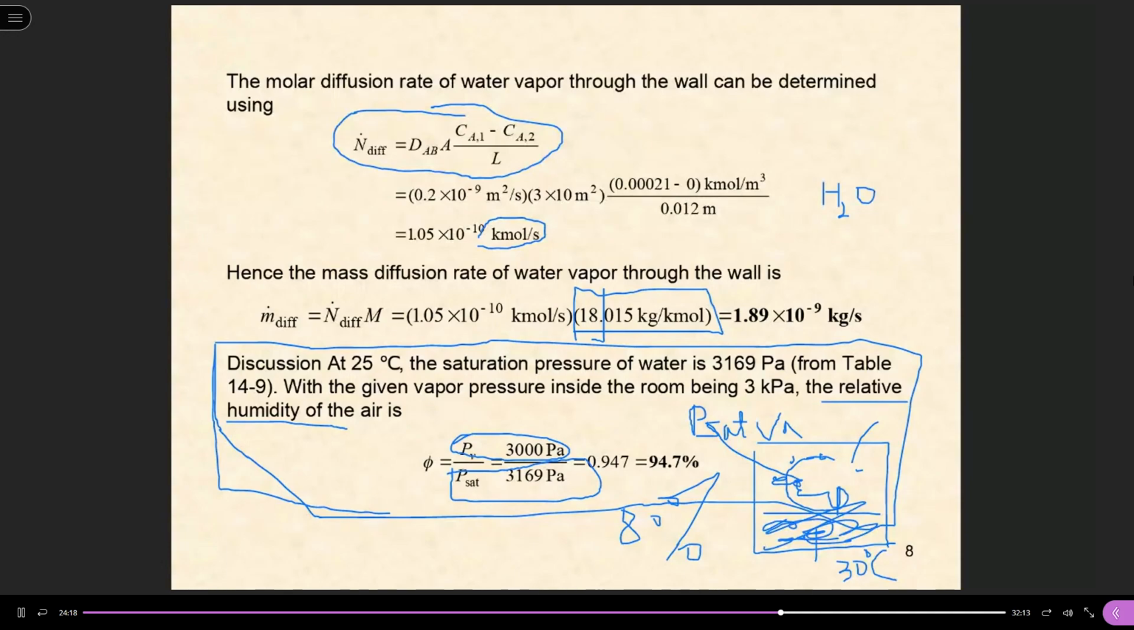So when the air is saturated, it means the partial pressure within the air reaches the saturation pressure. What's the implication? What does it mean? It means if you want to dry your clothes, you hang them in the air. But if the air is 100% saturated, your clothes will never become dry because the air does not absorb any moisture anymore. That is what saturation means.